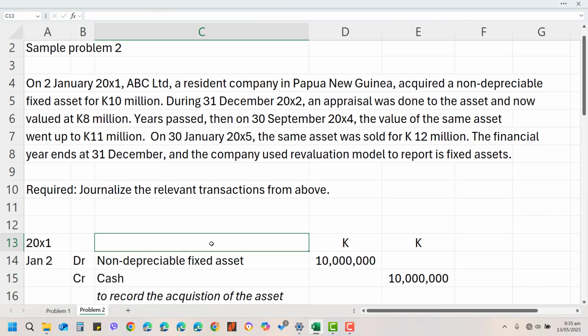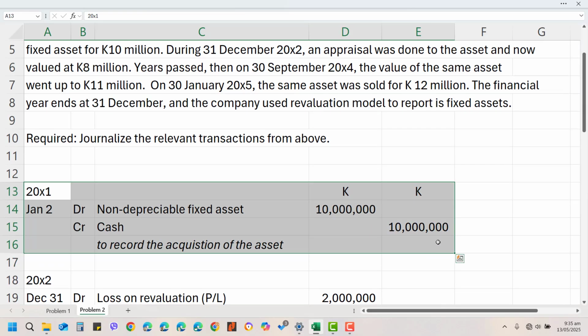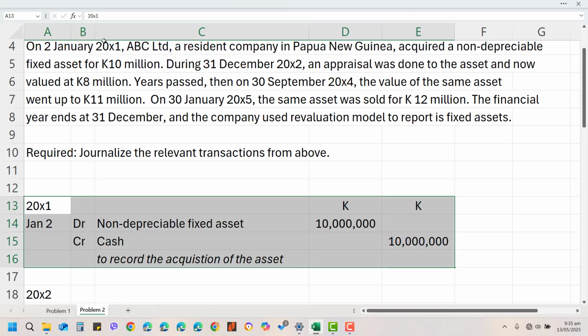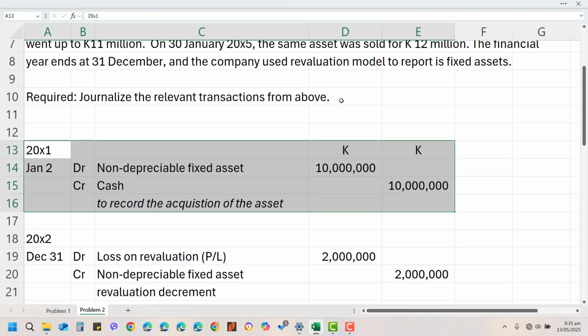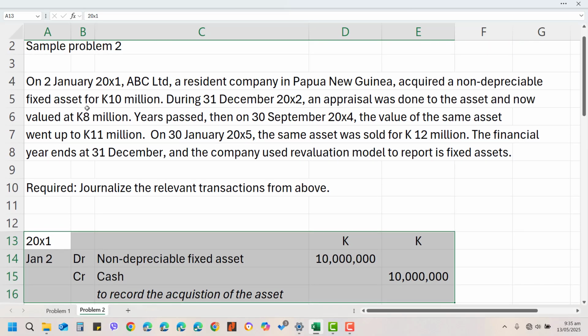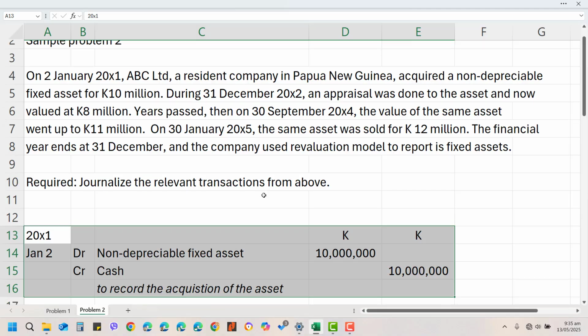All right. So the first thing, of course, you have to record it. So that's plain and simple, right? Now the first revaluation was done 31st December 20x2. Okay, and here, from 10 million it becomes 8 million. So you have loss on revaluation.